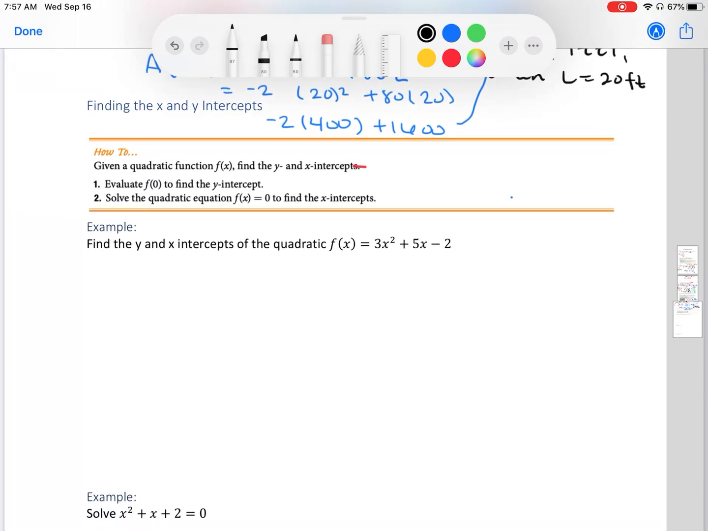Finding the x and y intercepts. How to? Given a quadratic function, f of x, find the y and x intercepts. 1, you want to evaluate f of 0 and find the y-intercept. So you want to plug in 0. And then solve the quadratic equation to let f of x equal 0 and find the x-intercepts. So that one is the challenging part.